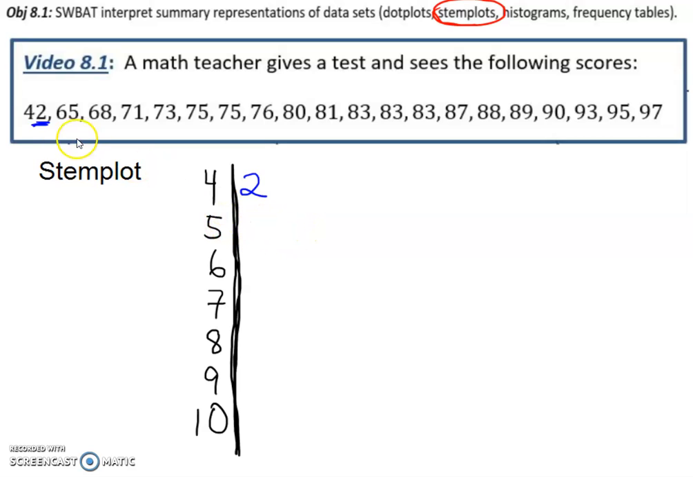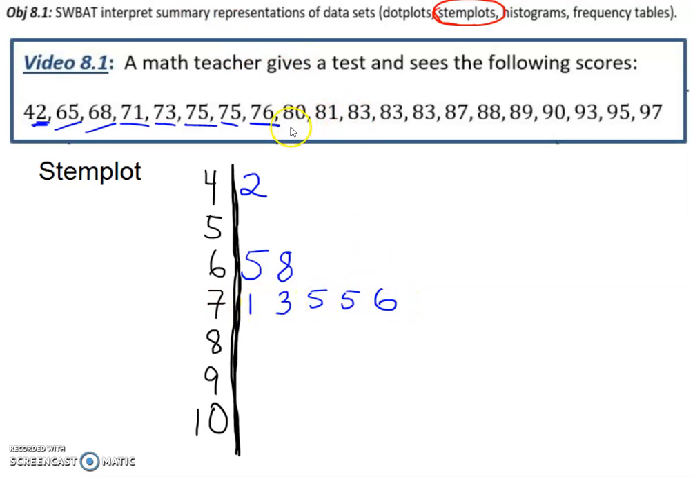There was nothing in the 50s, so I'll leave that blank, but then there were 2 60s, and we typically go low to high, inside to outside. So there was a 65 and a 68. So I'm going to put a 5, and then I'm going to put an 8, kind of like equal distance out. So this means a 65 and a 68. There were 1, 2, 3, 4, 5 70s: 71, 73, 75, 75, 76. Everything in this row is in the 70s, so I'm only writing the 1 spot.